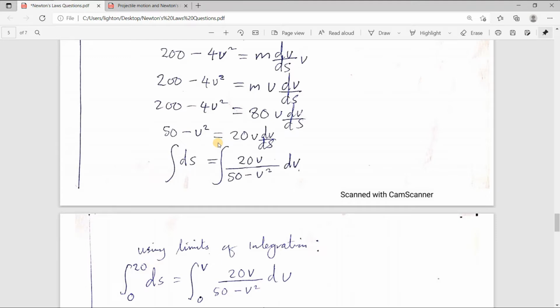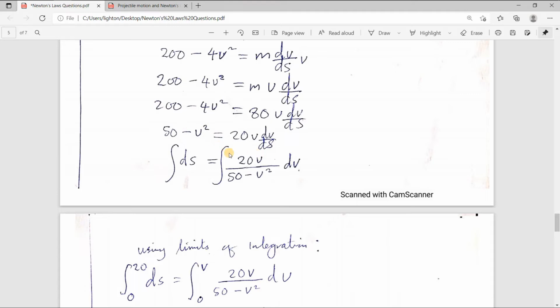And from here, we can rearrange the terms such that the terms with ds, or the terms with variable s, move to one side, and the terms with variable v move to the other side as well. So this is just rearranging of variables. This is just integration. We'll just retry solving a differential equation here. So this is 20v over 50 minus v squared dv. This is when you rearrange the terms with v squared. We have that expression.